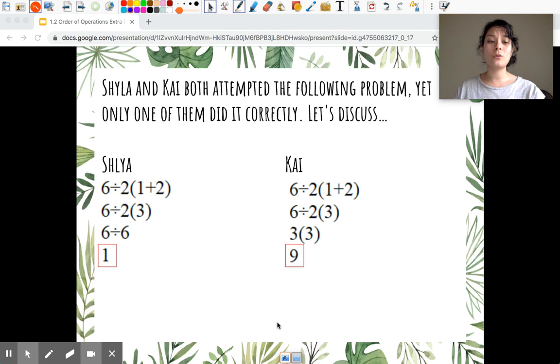I always like to show this slide to my students to try and have a little debate in class. So Shyla and Kai did the exact same problem, but they're getting two different answers. And the question is, why? What did Shyla do that was different from Kai? And also, who is wrong, who's right, and why?